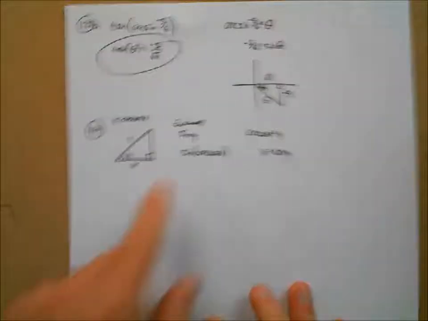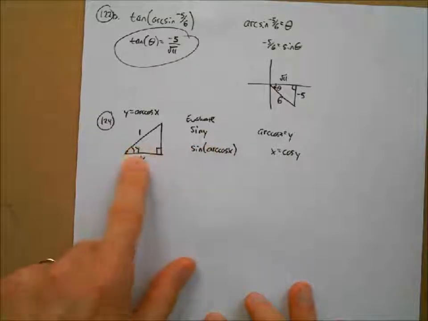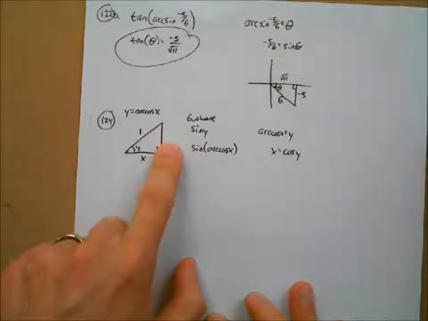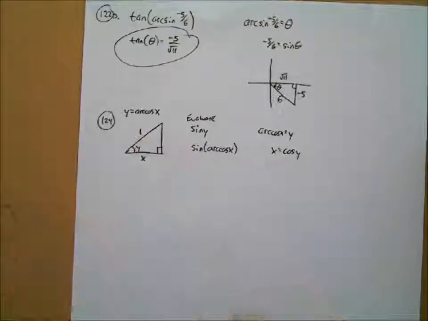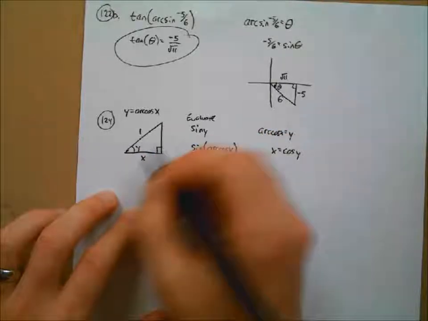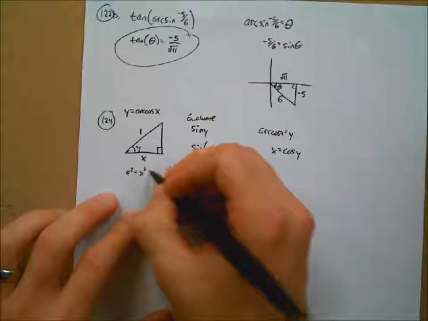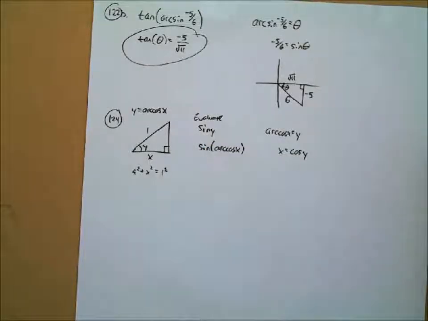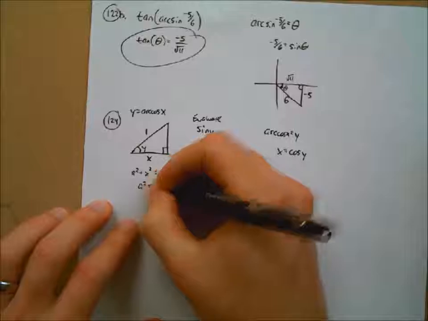Well, for sine of y, we need the opposite leg over the hypotenuse. And so we'll do the Pythagorean theorem here. We'll say, I don't know, a squared plus x squared equals 1 squared. And we want to solve for that a. So I'll say a squared equals 1 minus x squared, and then square root both sides.